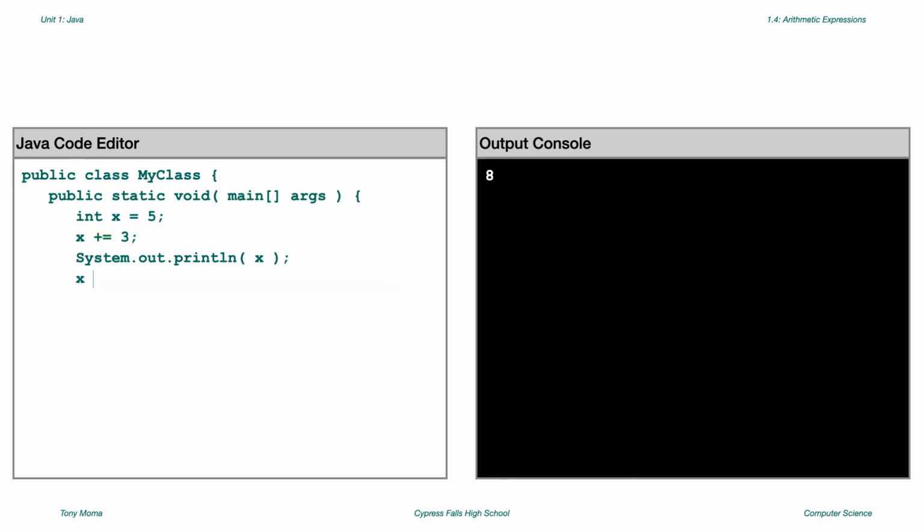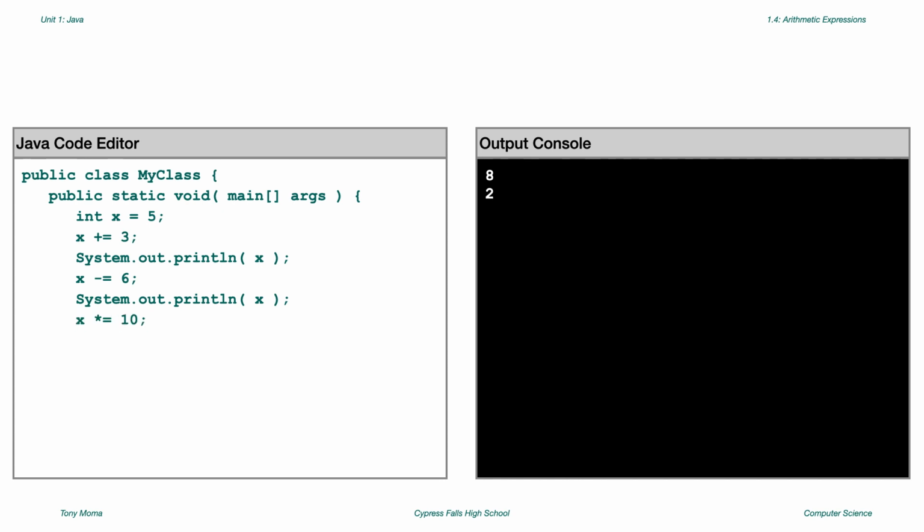For example, subtraction. This line sets x equal to itself, its current value, minus 6. Since the current value of x is 8, 8 minus 6 will be 2. Thus, when we print x out, 2 gets output.